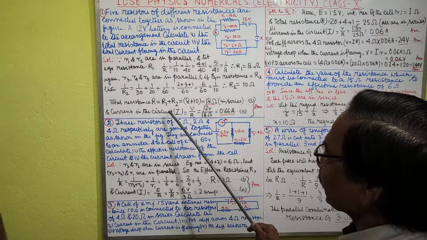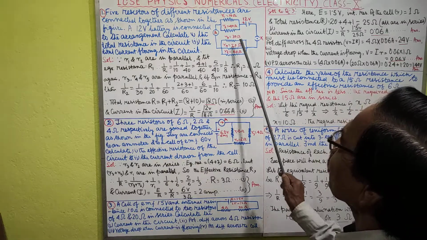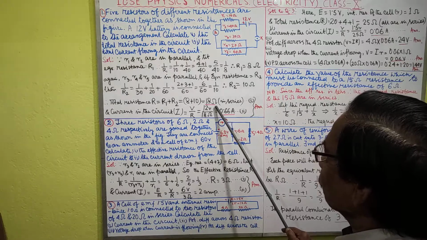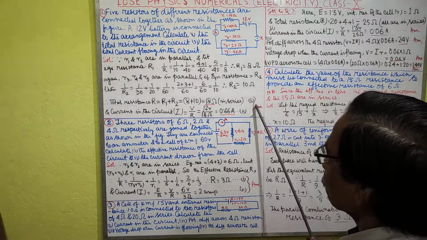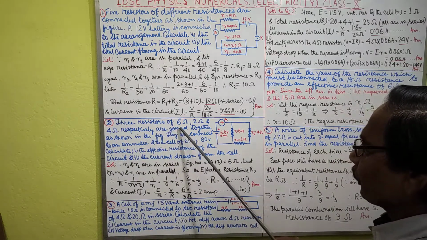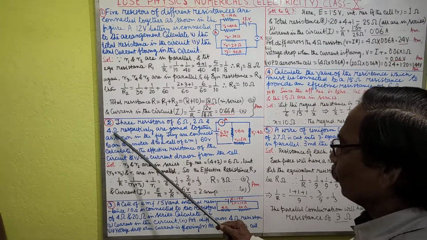And current, we know that I, current, is equal to V by R. Here V equals 12 volt and R equals 18 ohms. So it is nearly 0.66 ampere. These two are the answers. Next question: the 3 resistors of 6 ohm, 2 ohm and 4 ohm.